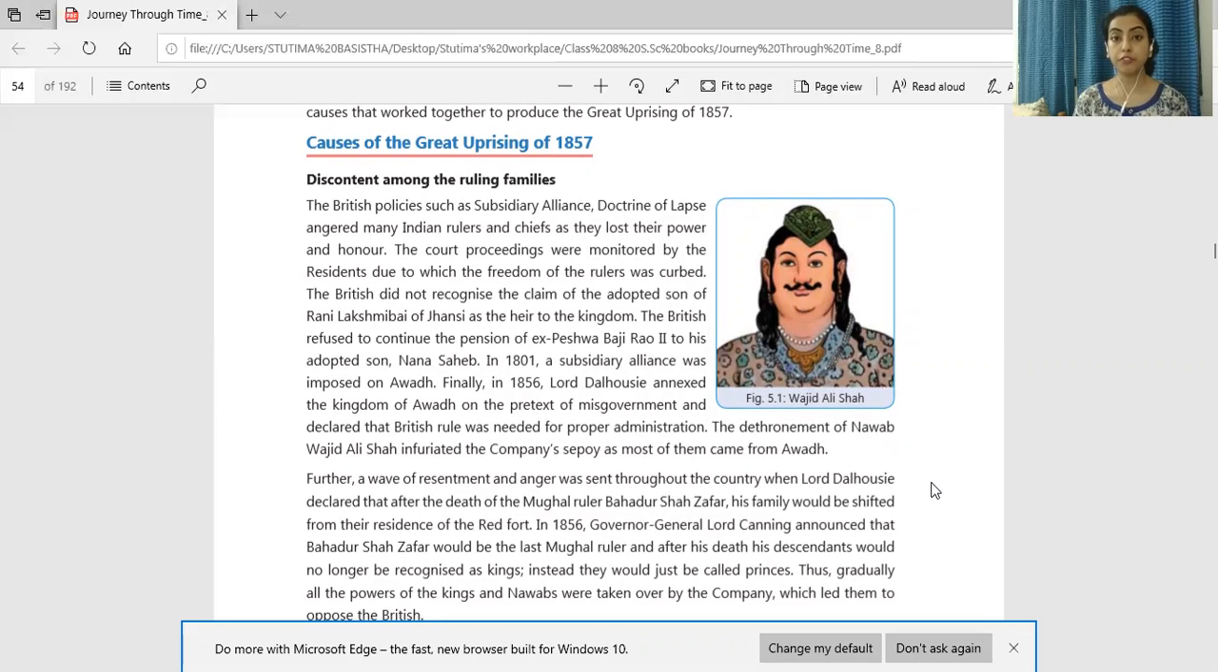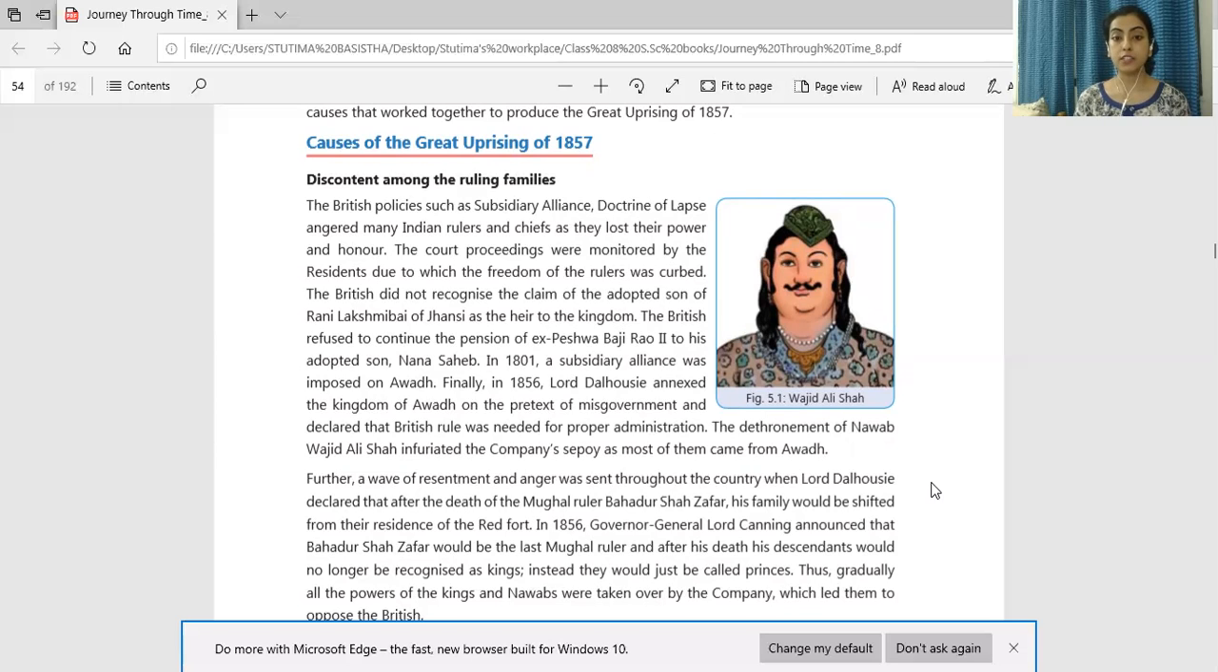The British also refused to pay pension to Nana Sahib, the adopted son of ex-Peshwa Bajirao II. So Nana Sahib was the adopted son of ex-Peshwa Bajirao II, and the British refused to pay him the pension after the death of his father.